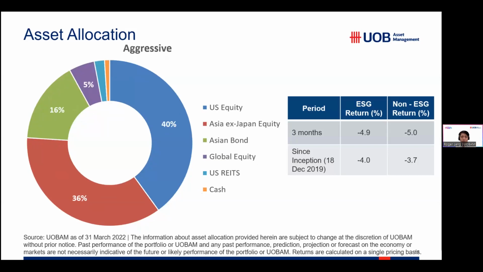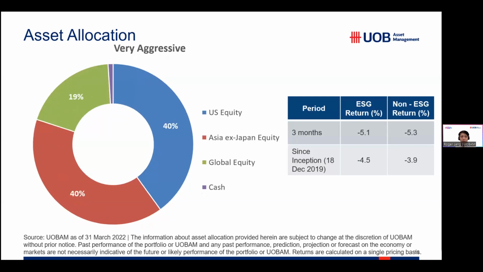In terms of the aggressive portfolio, you will see that the portfolio is down 4.9% over the last 3 months, and 4.0% since the start of the portfolios that was incepted on 18th of December. Next. And lastly, in terms of our very aggressive portfolio, the breakdown comes from US equity, Asia ex-Japan equity, global equity, and also cash.